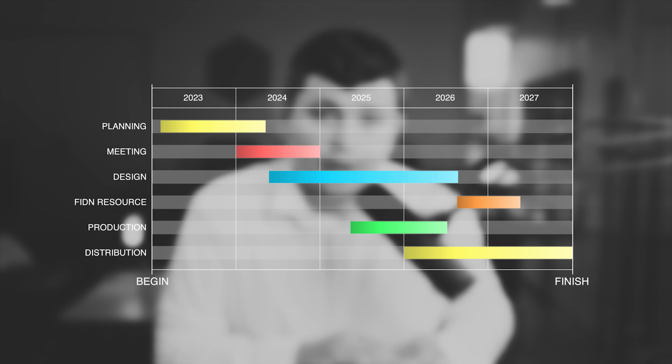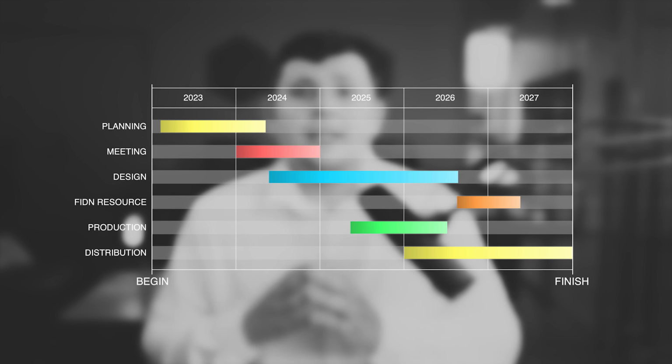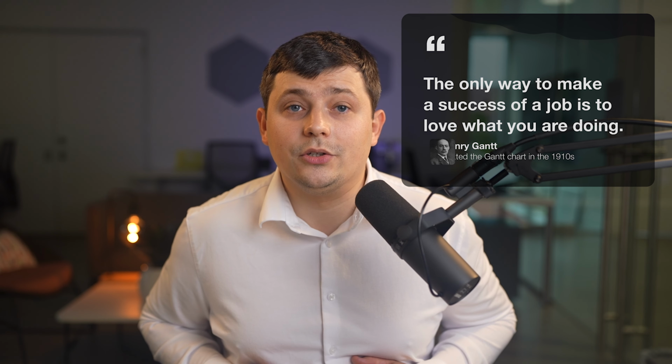So, what is the Gantt chart? A Gantt chart is a visual representation of a project's timeline, showing the start and end date of each task and how they relate to each other. This allows project managers to see quickly if a project is on track, identify potential bottlenecks, and make any necessary adjustments if needed. It is a crucial tool for any project manager looking to increase efficiency and save time and resources. But as Harry Gantt, the inventor of the Gantt chart, said, the only way to make a success of a job is to love what you are doing.